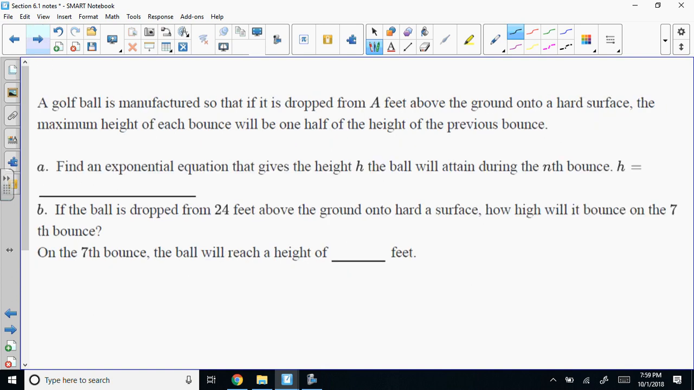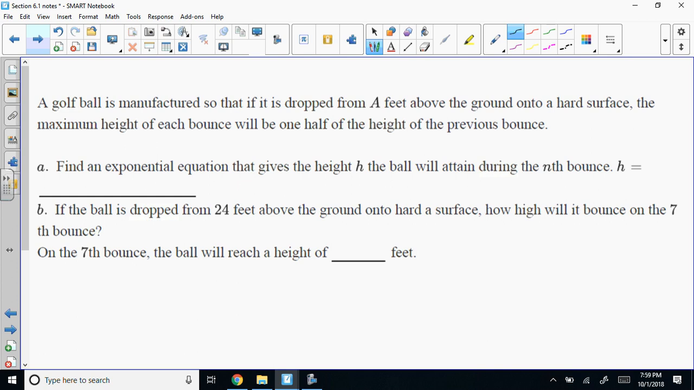A golf ball is manufactured so that if it's dropped from a height A above the ground onto a hard surface, the maximum height of each bounce will be 1/2 of the height of the previous bounce. Now that's pretty cool. So if you dropped it from 6 feet, the first bounce would come up to 3, then it would come up to 1 and a half, then, yeah, 3/4 of a foot, right? That's pretty cool.